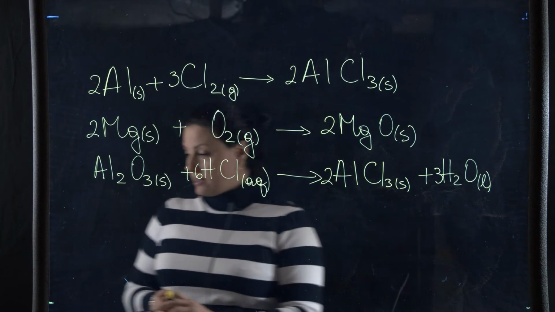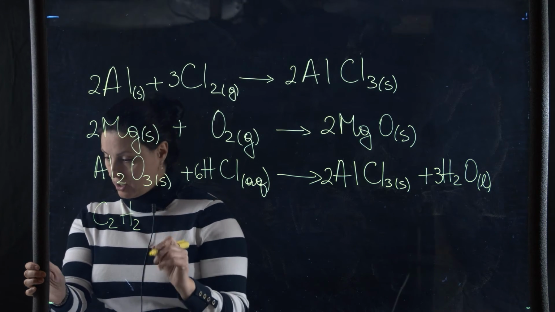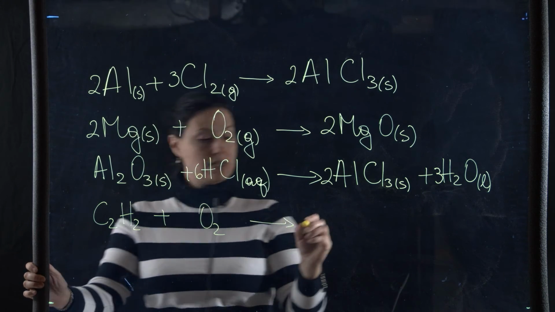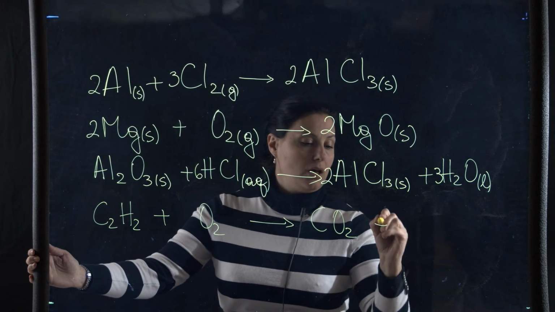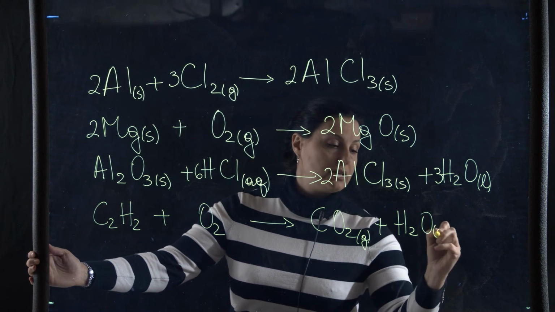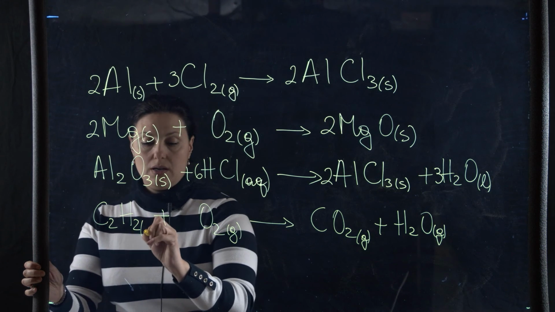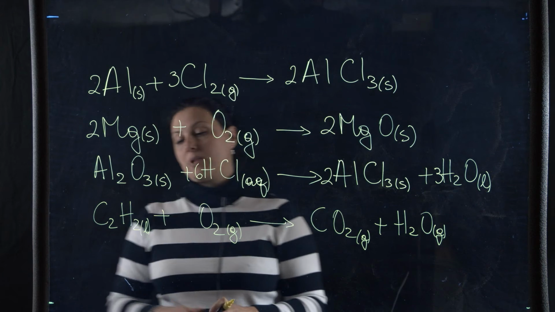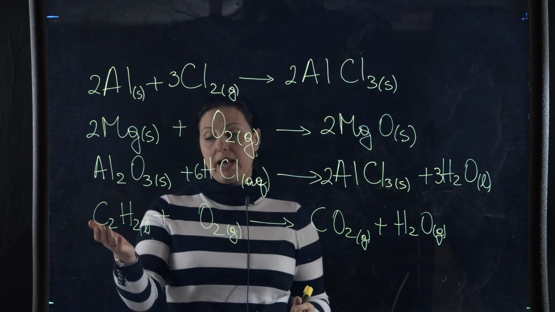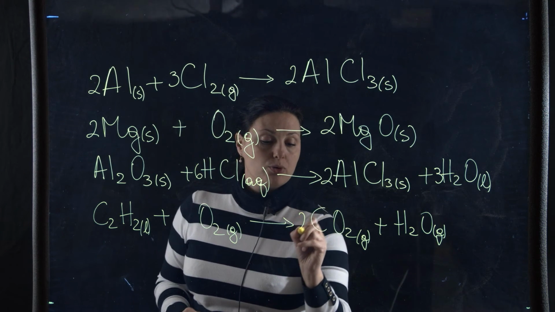Okay, so let's look at the next example. We have C2H2 plus O2 gives me CO2 plus H2O. Okay, so this is gas, this is actually in a gaseous form too, gas, and this will be liquid. Okay. Now, where do I start? Well, we can start with the carbon. We have 2 carbons over here, but only 1 over here. So I can put a 2.